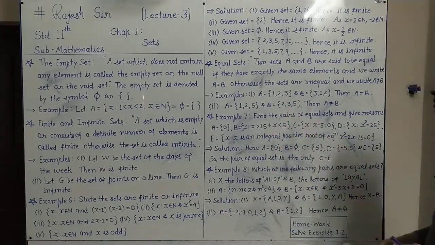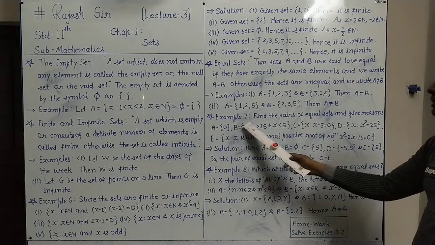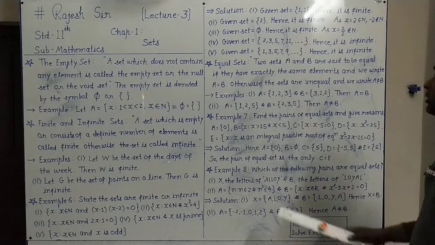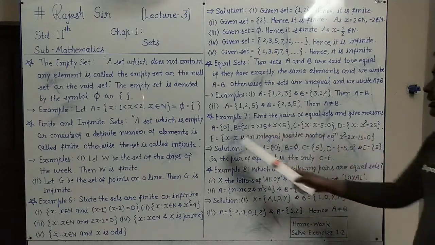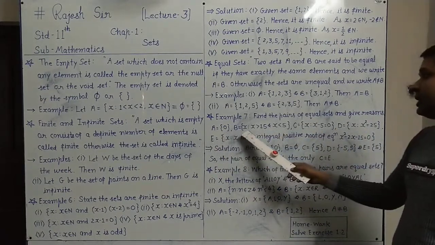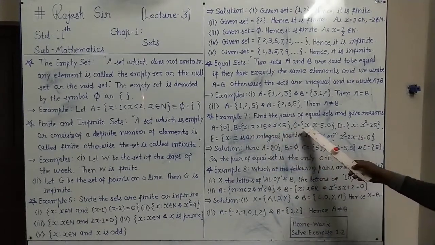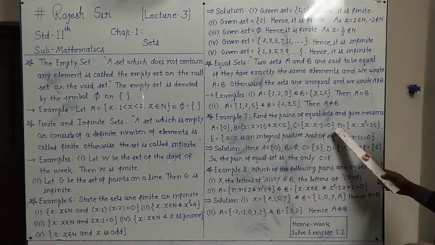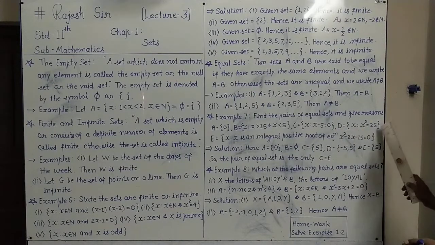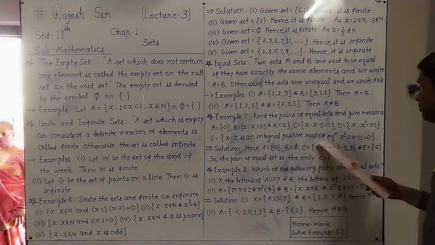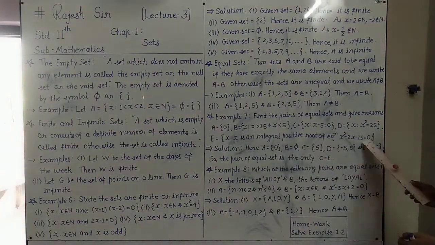This way with the examples we understood equal sets and unequal sets. Now some more examples related to this. Example 7 is: find the pairs of equal sets and give reasons. So 5 sets are given: A equal to {0}, B equal to {x such that x greater than 15 and x less than 5}, C equal to {x such that x minus 5 equal to 0}, D equal to {x such that x square equal to 25}, E equal to {x such that x is an integral positive root of the equation x square minus 2x minus 15 equal to 0}.